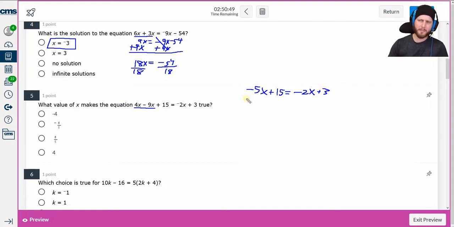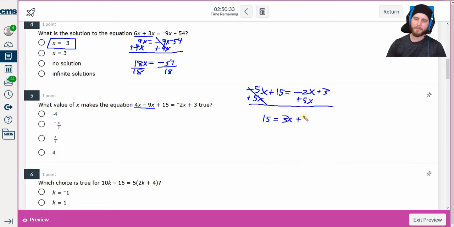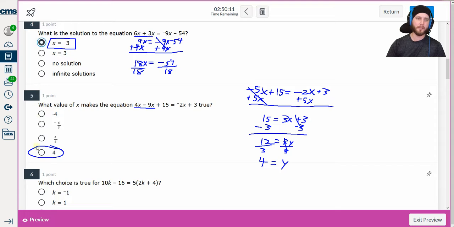Alright, so in this case, I'm going to add 5x to both sides. Add 5x, and that's going to neutralize that and make this a positive. So that gives me 15 equals, that's positive 3x now, plus 3. We then subtract 3 from both sides of the equation, which gives me 12 equals 3x. Divide both sides by 3, and we are left with x equals positive 4. That's what we get for number 5. Let's go ahead and bubble those in.